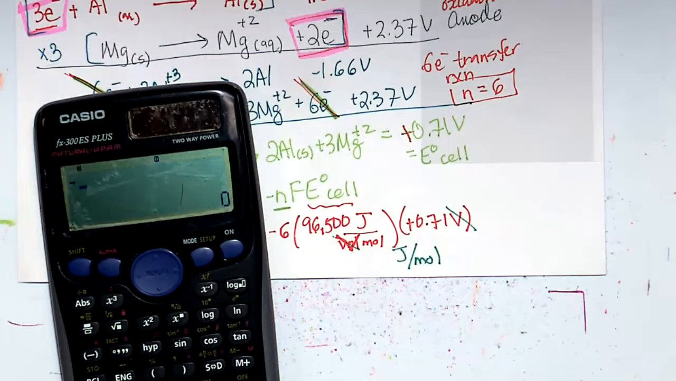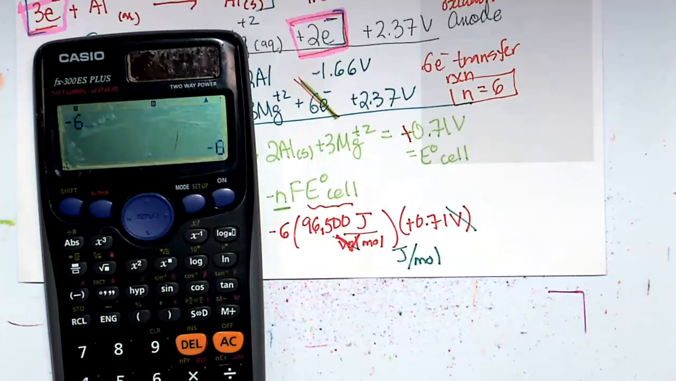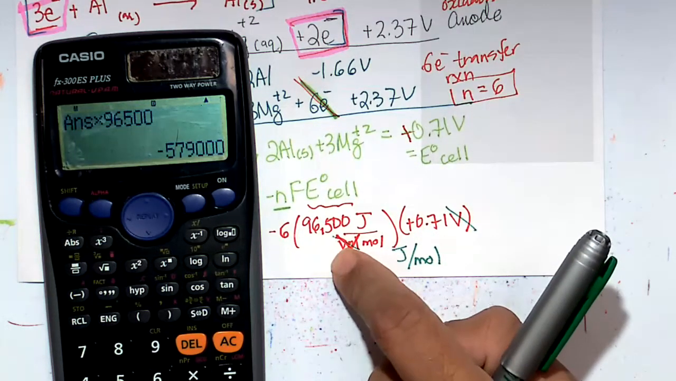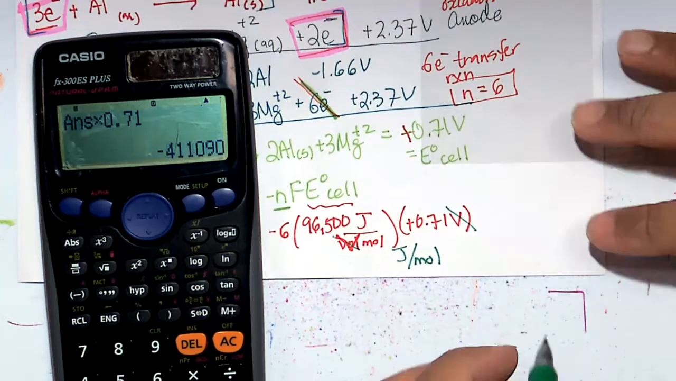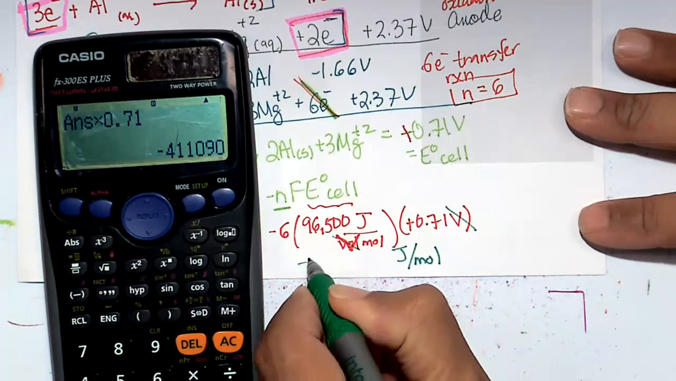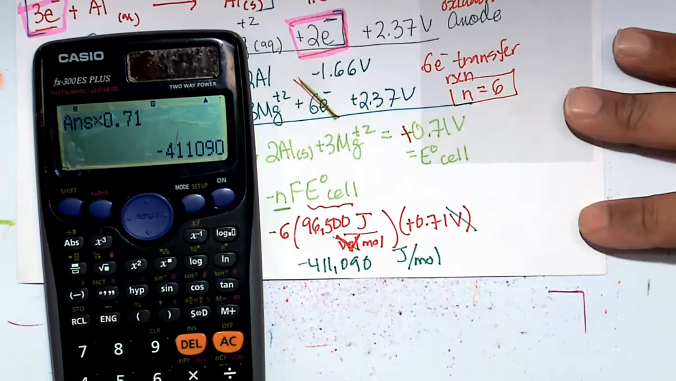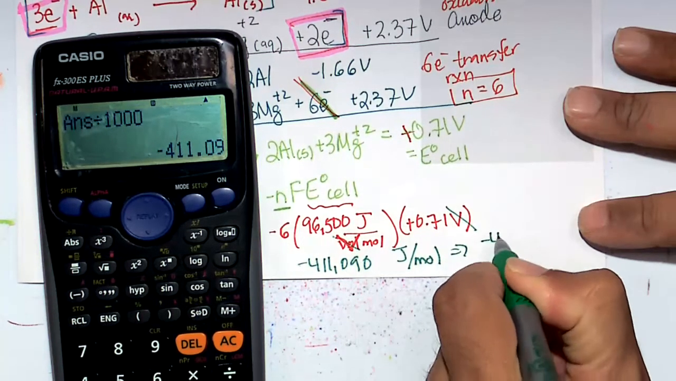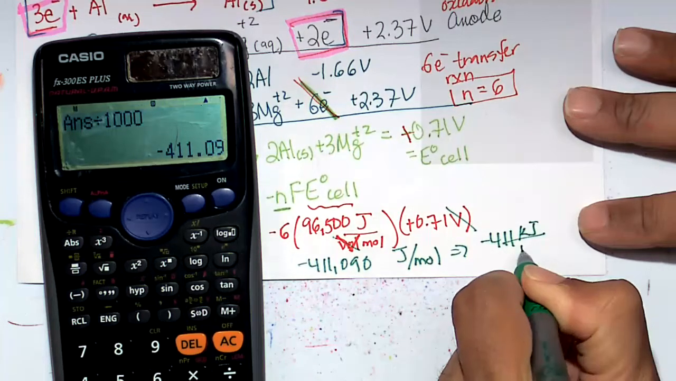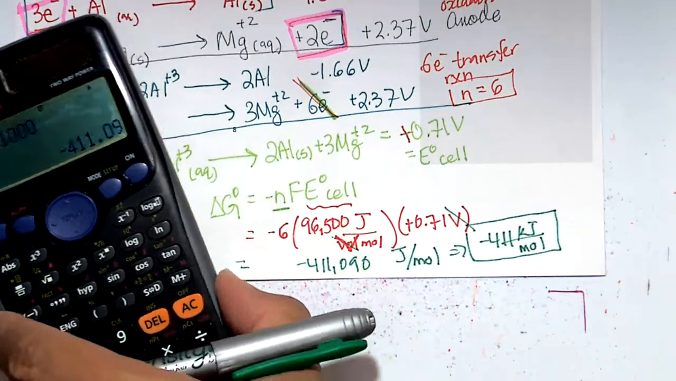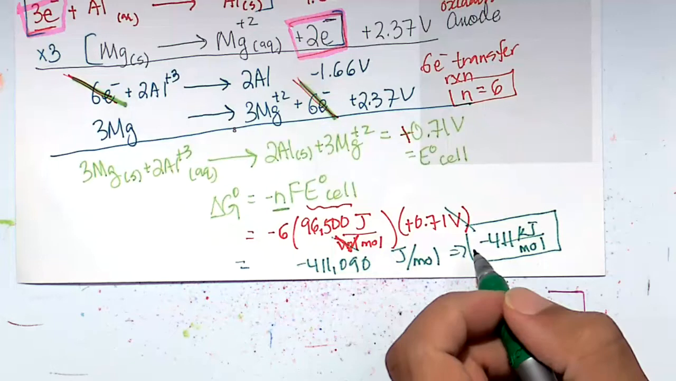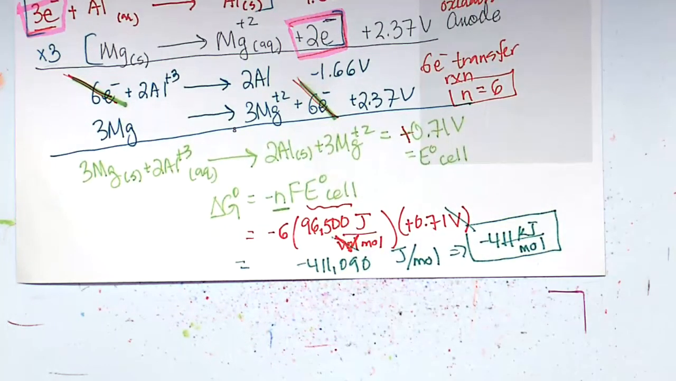Let's do this on our calculator really quickly. Minus 6 times 96,500, which is called the Faraday constant if you remember, times the 0.71, which we got from here. And that's a big number: minus 411,090. Let's divide it by 1,000. Minus 411 kilojoules per mole. And that should be our answer for delta G naught, standard state.